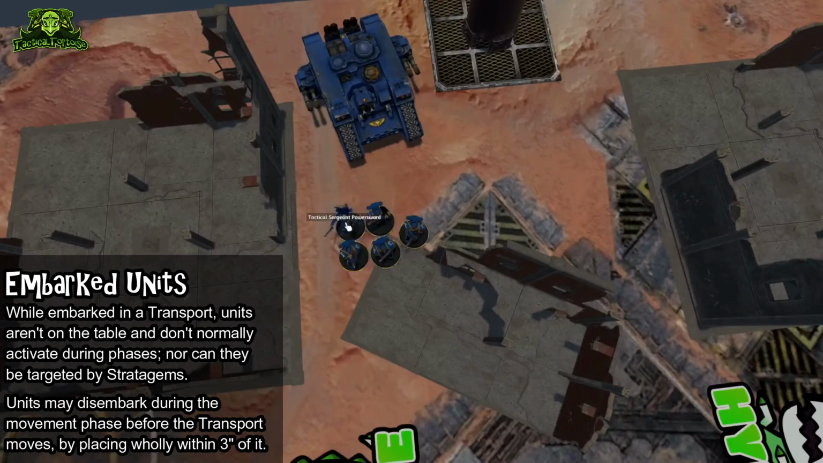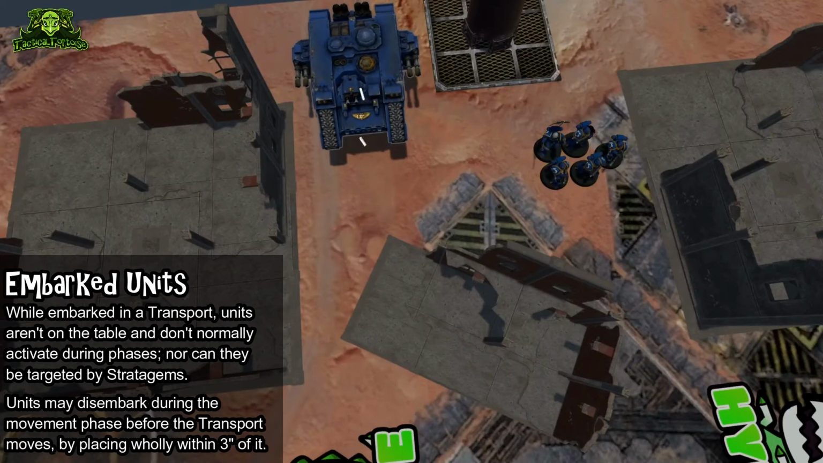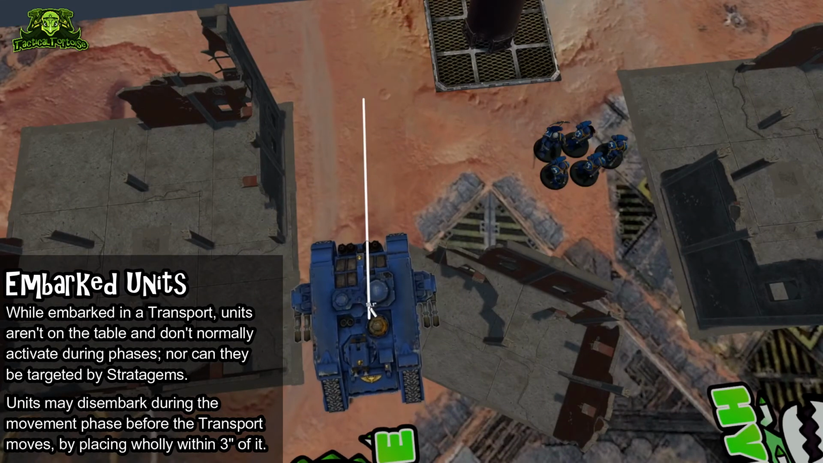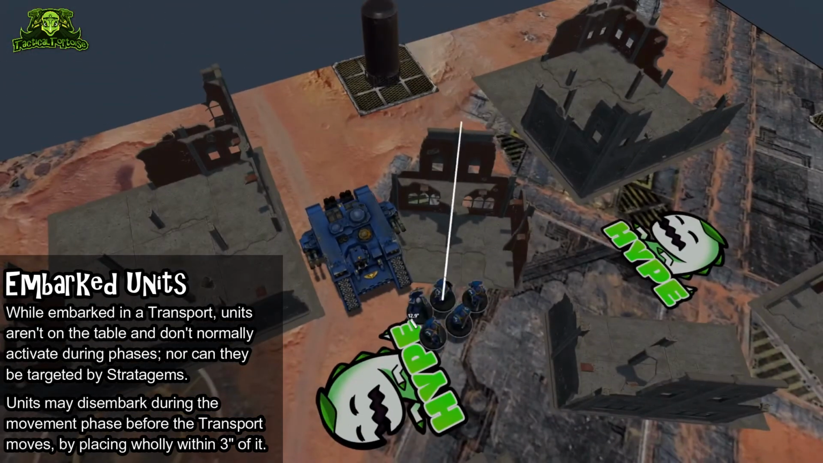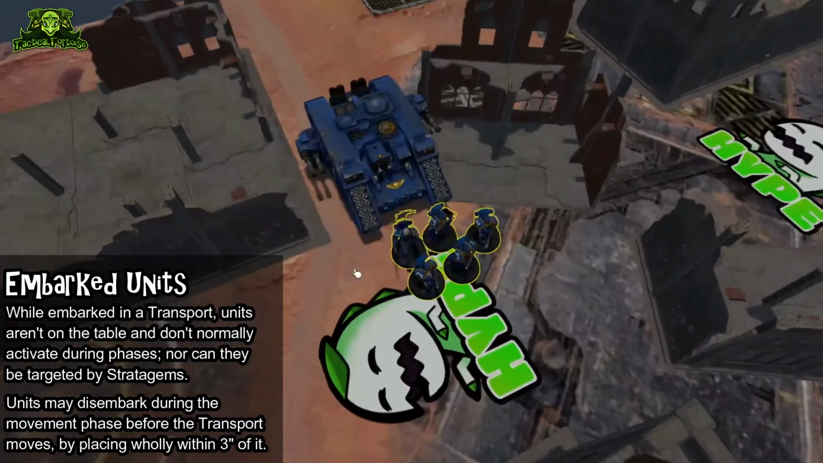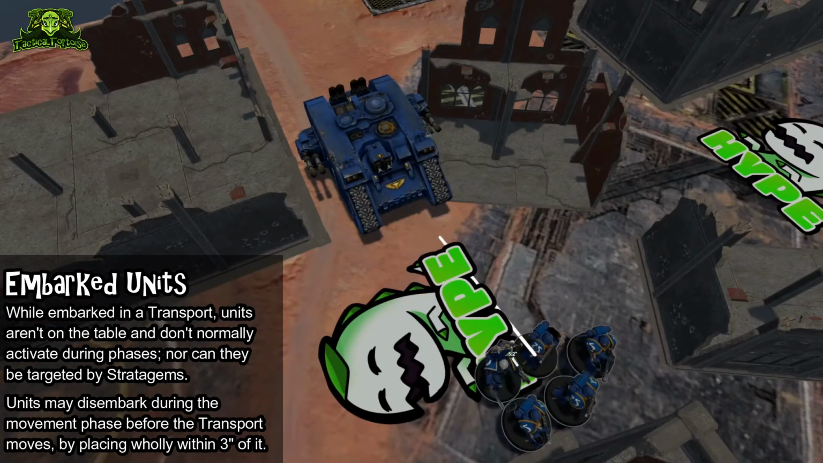So essentially, a transport, if it's trying to deliver troops to an area, will have to move up to the position where it wants to deliver them, wait a turn for your opponent to do their thing, then the subsequent turn, they're going to be able to disembark those models, and those models can move up and do their own stuff.